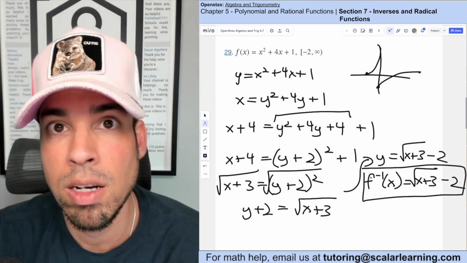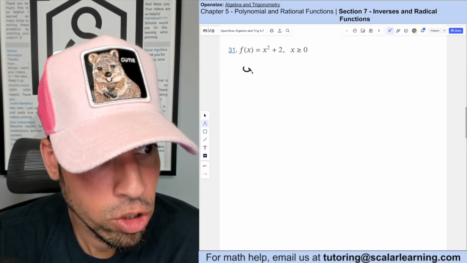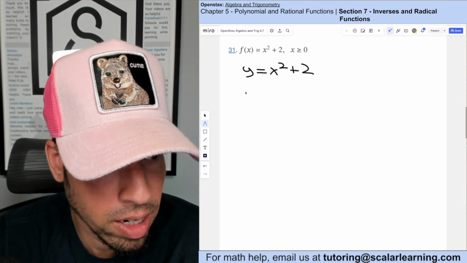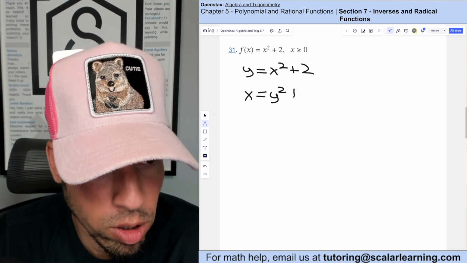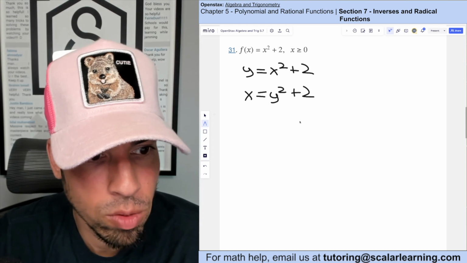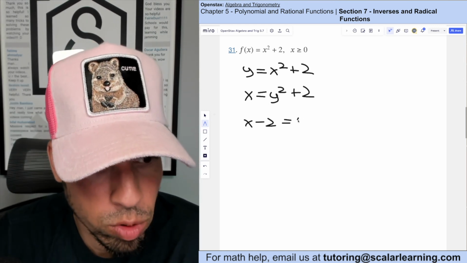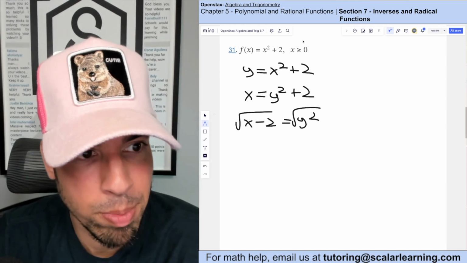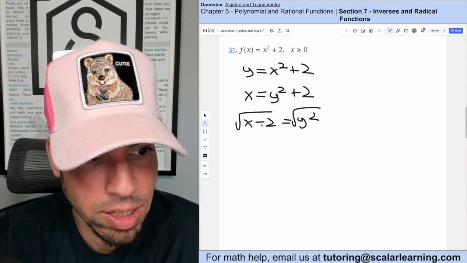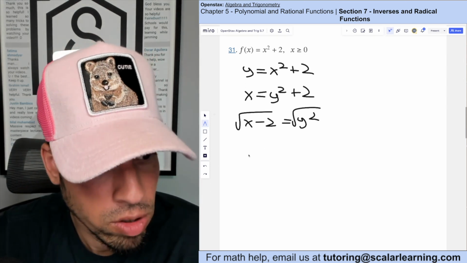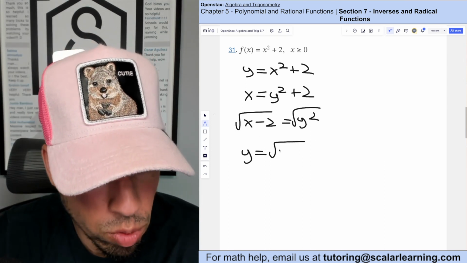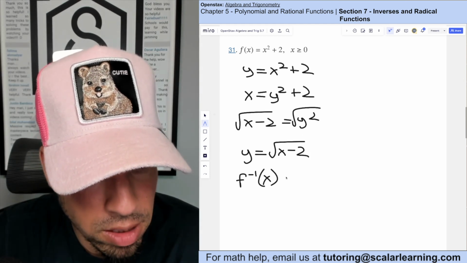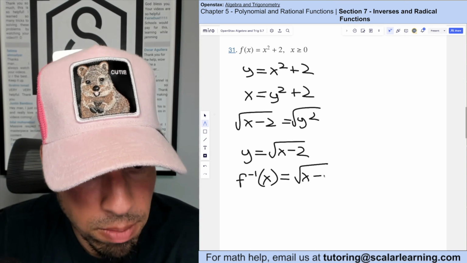So here we want to start by finding the inverse, which entails first writing it as y equals x squared plus 2, then swapping the x's and the y's. So we got x equals y squared plus 2. And then we're going to isolate the y. So I got x minus 2 equals y squared, and then we square root both sides. Now, normally that would be a plus or minus, but because of that initial domain restriction, we're just going to take the positive side of this. So that gives us a final answer of y equals square root of x minus 2. But in function notation, it's f inverse of x equals radical x minus 2.